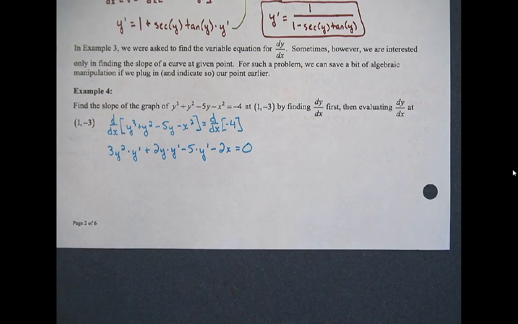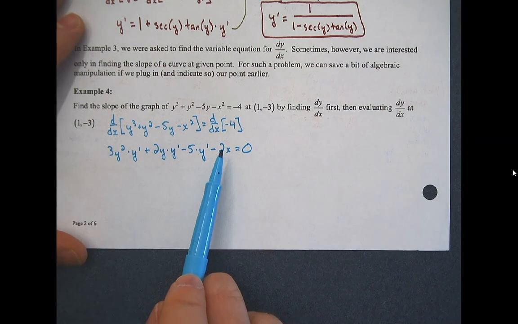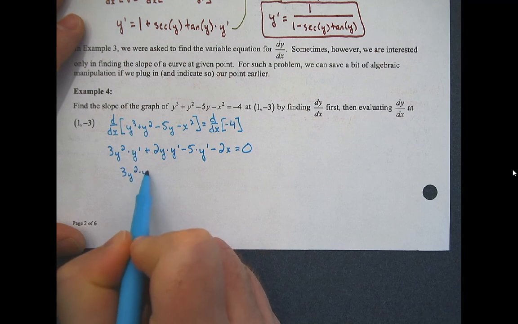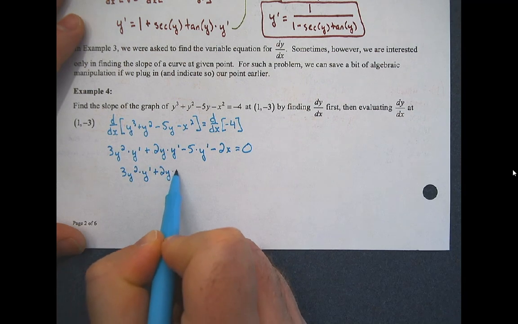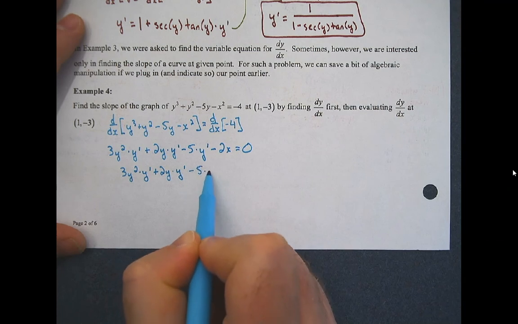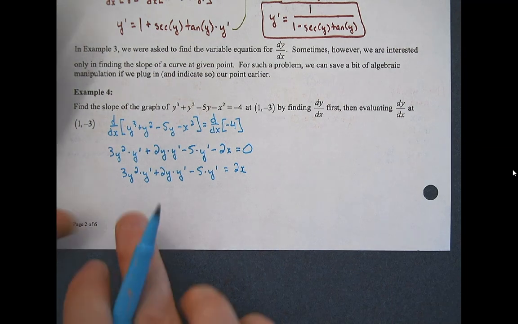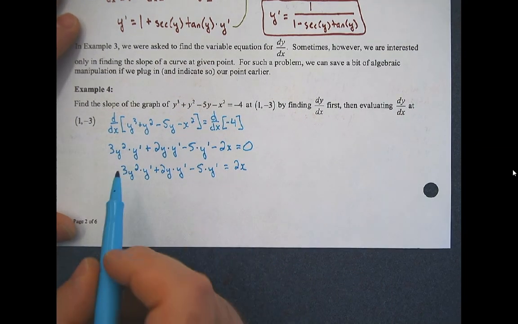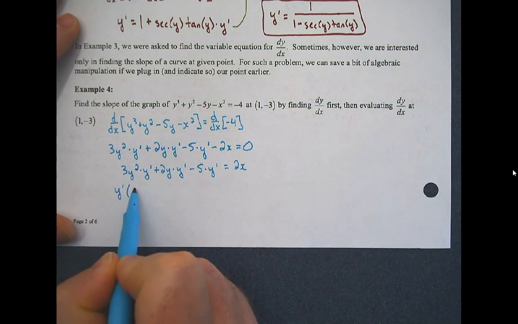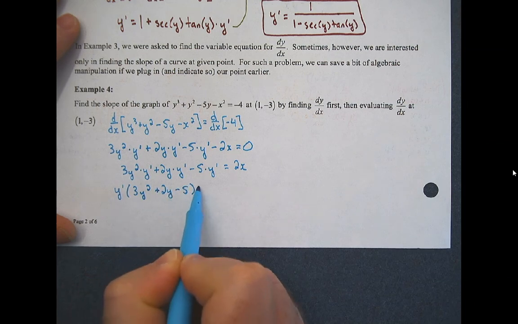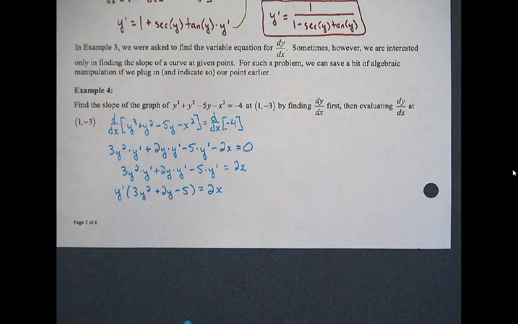Very simple. Okay, my goal here is to get everything with a y prime on one side and everything else to the other side. So this one's pretty easy. I'm going to bump this to the other side. So I would get 3y squared times y prime plus 2y times y prime minus 5 times y prime equals 2x. All right, if you'll notice, every single term has a y prime, which means I can factor out that y prime and get 3y squared plus 2y minus 5 equals 2x.